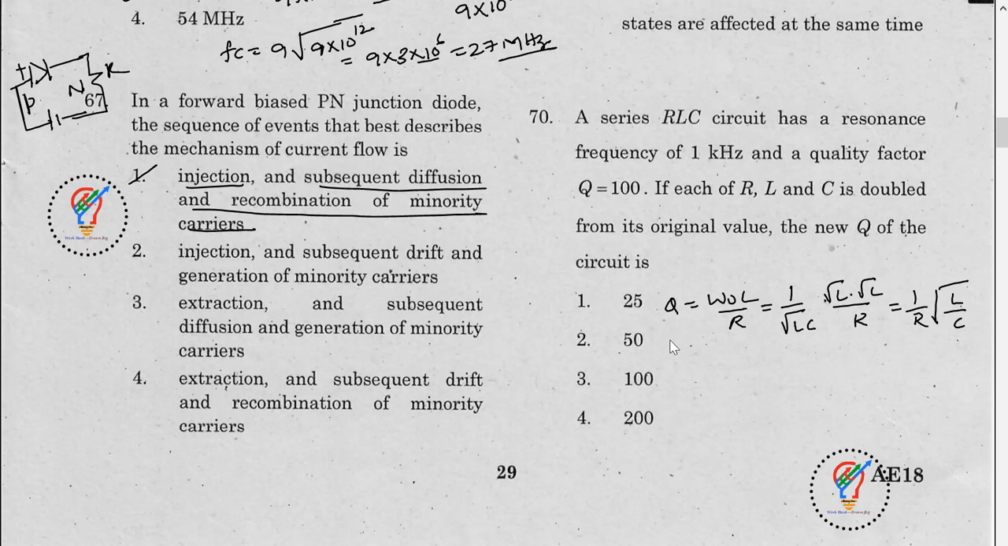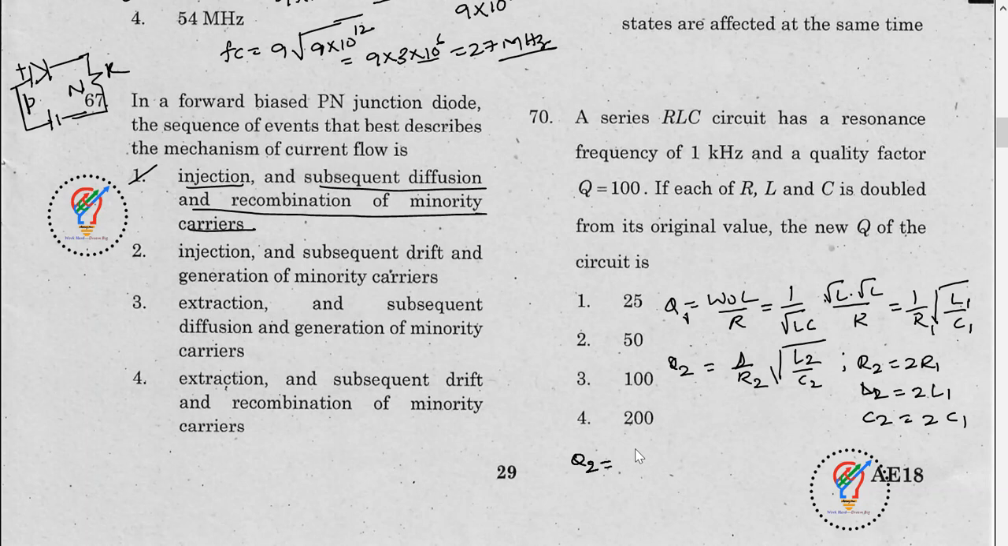Now in this case, let this be Q1, which is 1 by R1 into square root of L1 by C1. Simply, I can write Q2 as 1 by R2 into square root of L2 by C2. When all the parameters are doubled, R2 is equal to 2 times R1, L2 is equal to 2 times L1, and C2 is equal to 2 times C1. Substitute all the values in Q2. So Q2 will be 1 by 2R1 into square root of 2L1 by 2C1, which is nothing but 1 by 2R into square root of L1 by C1 only.